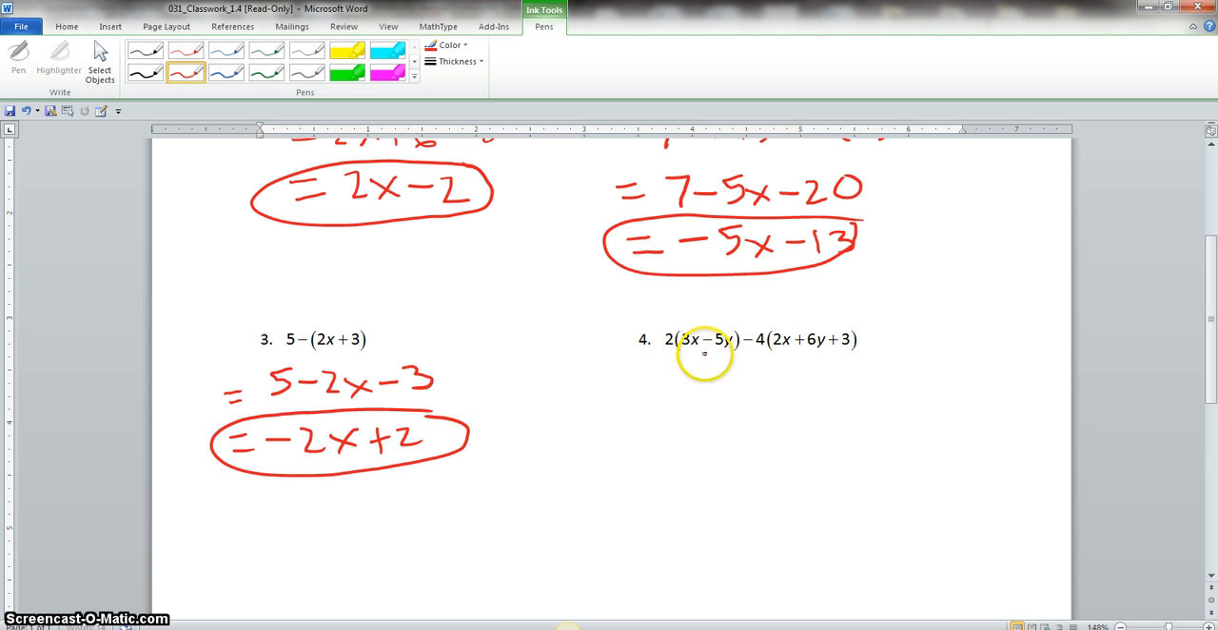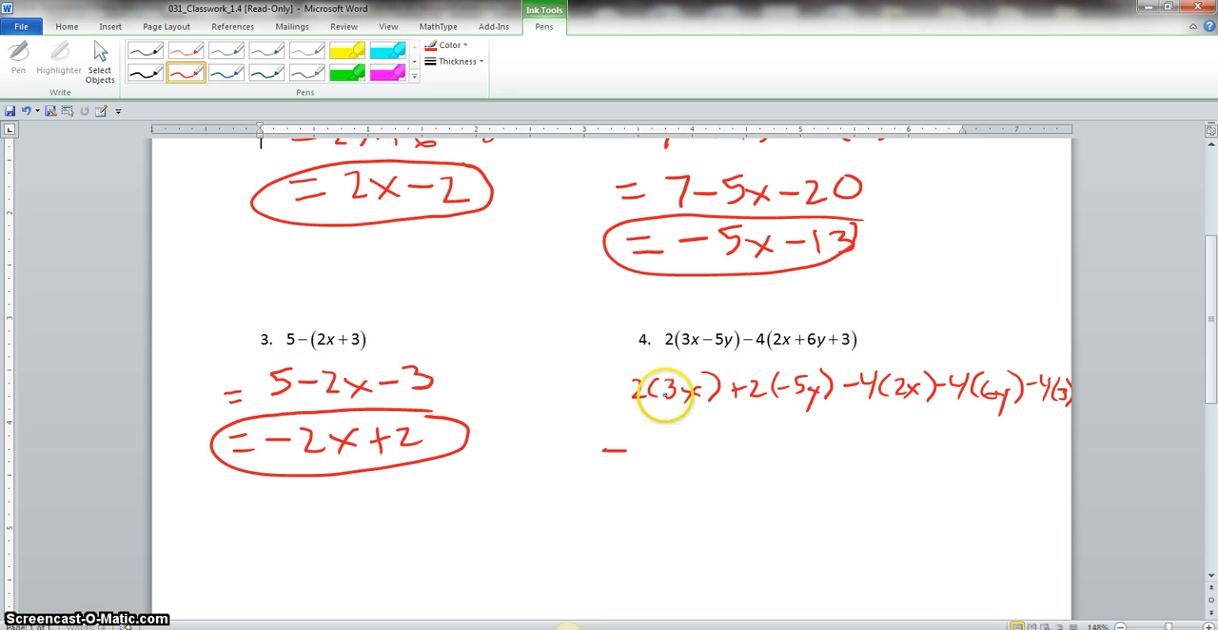So now we come here to number 4. If you notice, we had 2 distributive property terms here. So we would take 2 times 3x plus 2 times a negative 5y minus 4 times 2x minus 4 times 6y and minus 4 times 3.